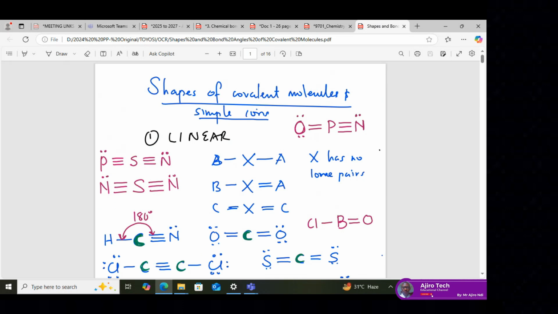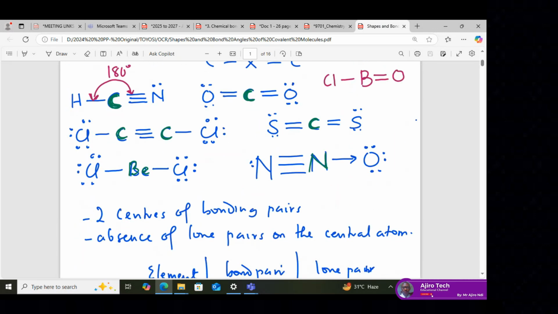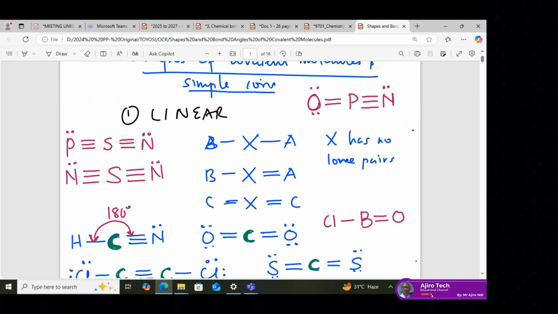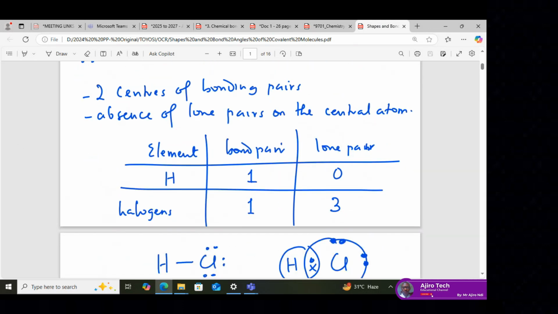Number one, can you begin to read? Hold on, let me see that. I put it there. What's the first shape? Shape one, linear. What is the condition for linearity? Two centers of bonding pairs and absence of lone pairs on the central atom. Now, please say that again. There are two centers of bonding pairs and an absence of lone pairs on the central atom.